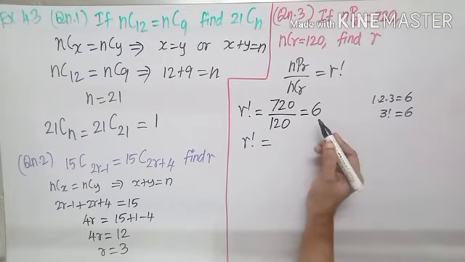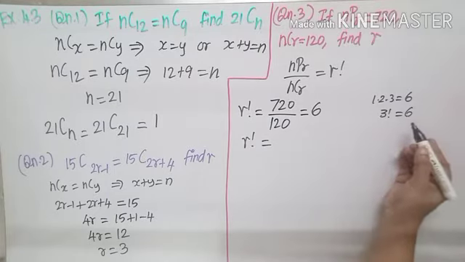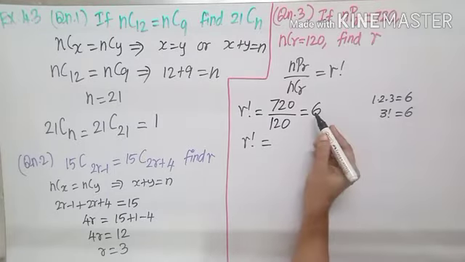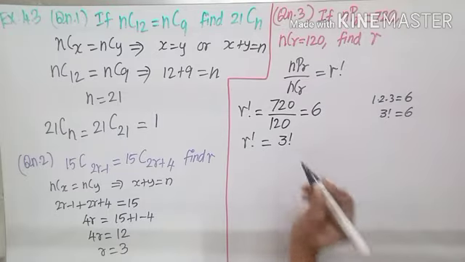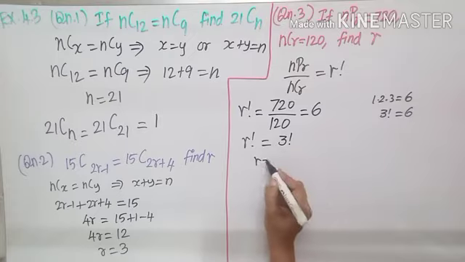So whenever I see 6 in this chapter, I must remember 6 is nothing but 3 factorial. So instead of 6, I can write 3 factorial. Factorial, factorial, I compare. R equals 3 and that is the answer.